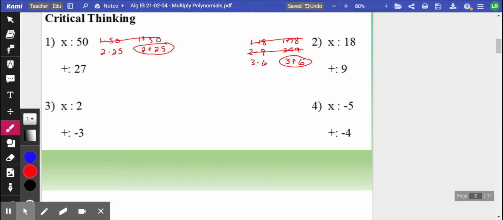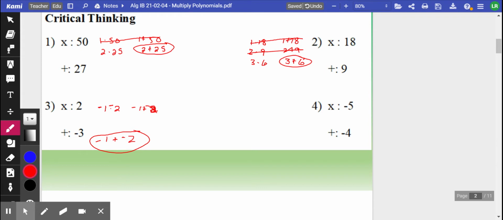Okay, number 3 multiplies to be 2, adds to be negative 3. What we have to remember on this one, we can try 1 times 2 is 2, and 1 plus 2 is 3. But in order to make it add up to be a negative 3, I have to do negative times a negative. Negative 1 times negative 2 is still positive 2. But now when I add negative 1 and negative 2, I do get my negative 3.